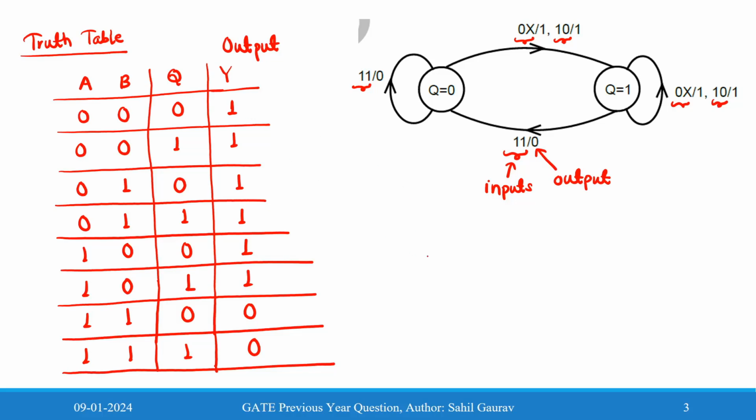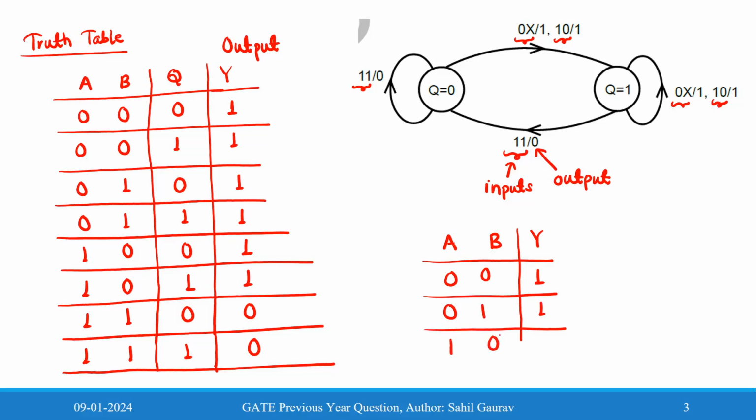From here we can see that when A and B are 0 0, you get output 1. When we have 0 1, you get output 1. When AB is 1 0, the output is also 1. And in only one case, when both inputs have value 1, the output is 0. So we can say that this is the truth table of the NAND gate.